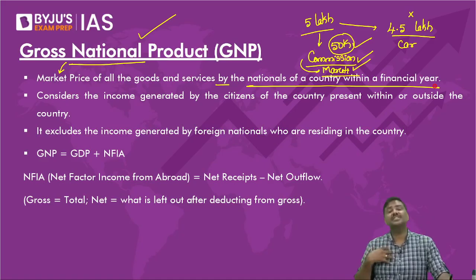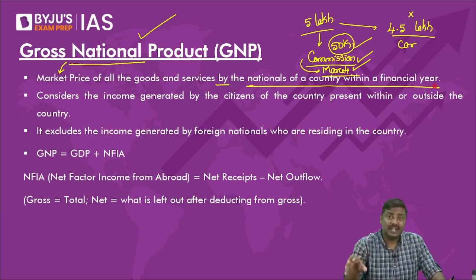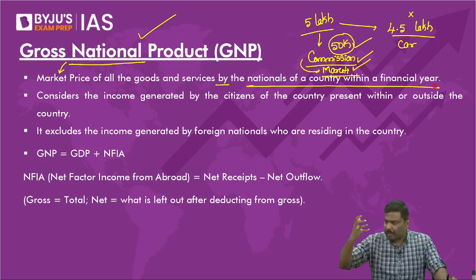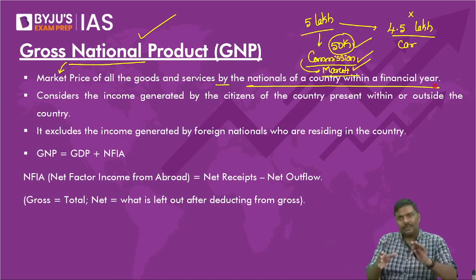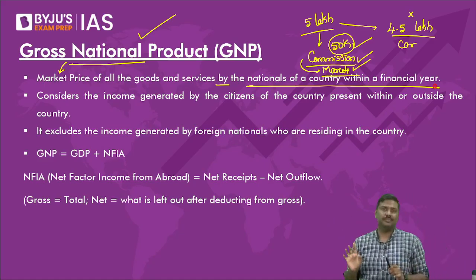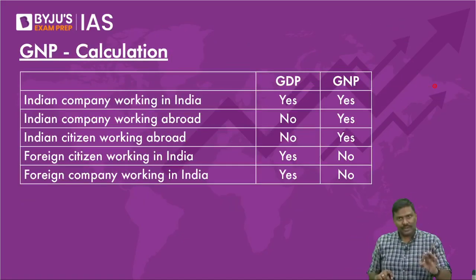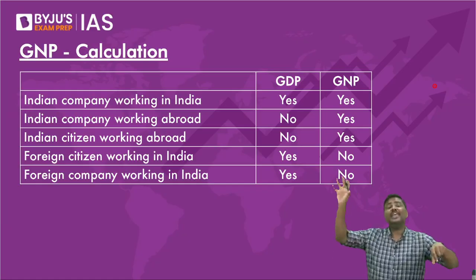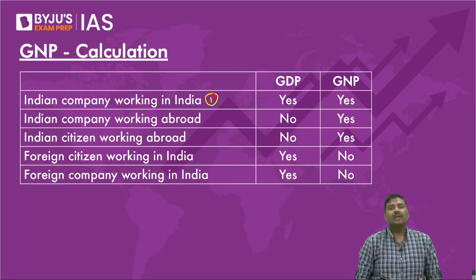What is our focus here? Focus is it should be produced by the nationals of the country, such as citizens. Whether the nationals are producing in India or outside India doesn't matter. It should be counted as part of India's GNP. Let me give you examples. Please look at the table. Again, I'll repeat it. GDP in India. GNP produced by nationals.